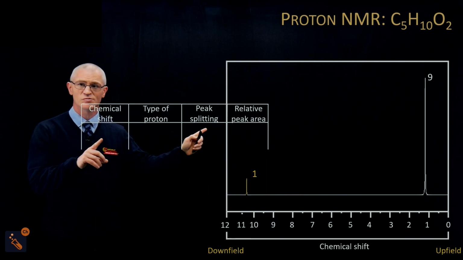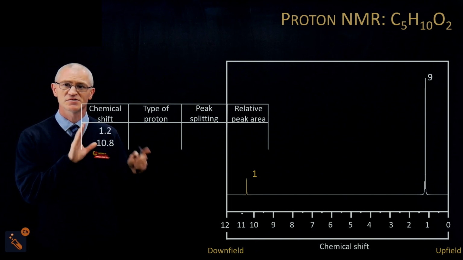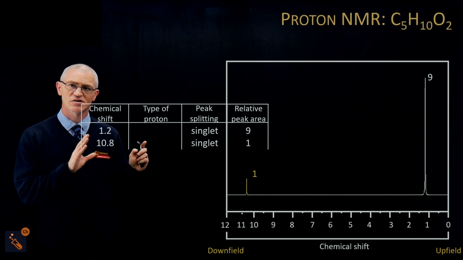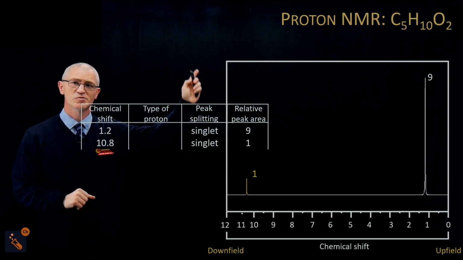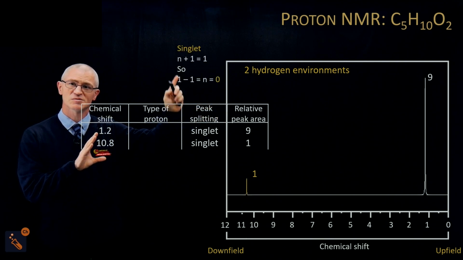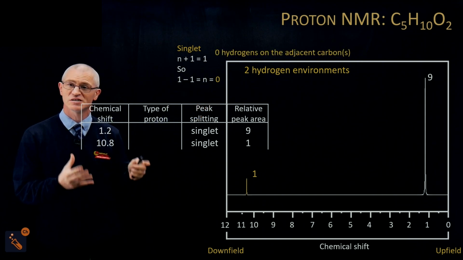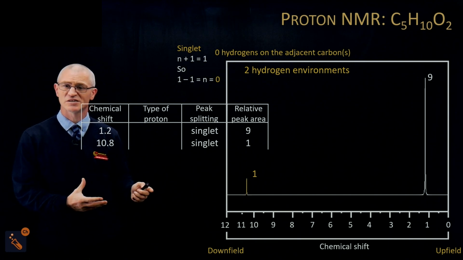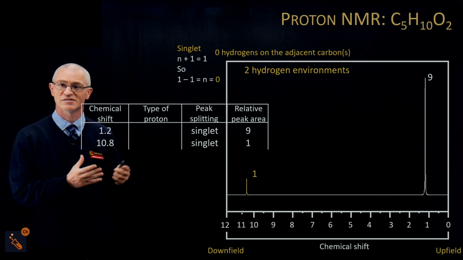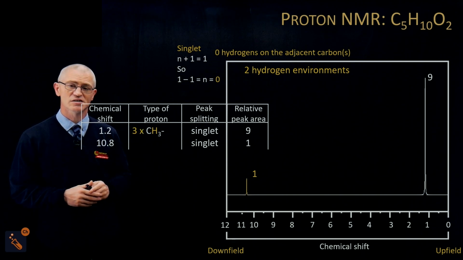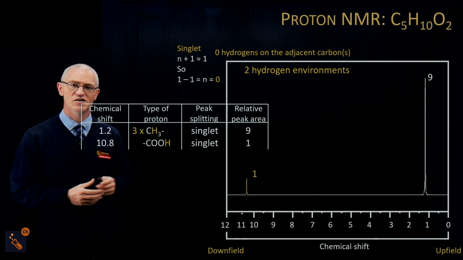Now, let's put that into a table, as we normally do: chemical shifts, peak splitting, relative peak area. We think that there are CH3s, and we think there is a carboxylic acid. Before we do that, here are the hydrogen environments. We've got 2 of them, and let's explain one of the peaks in terms of its peak splitting. So n plus 1 is 1, 1 minus 1 is 0, so we have 0 hydrogens on the adjacent carbon. And also remember, you cannot couple peak split through the oxygen on the carboxylic acid, which is why it's a singlet. Now, we think that's a CH3, and we think that's 3 CH3s. We also think that that's a COOH.